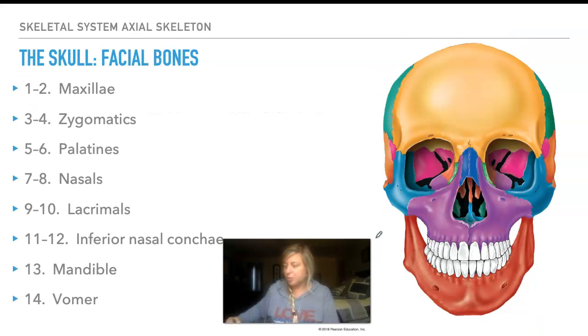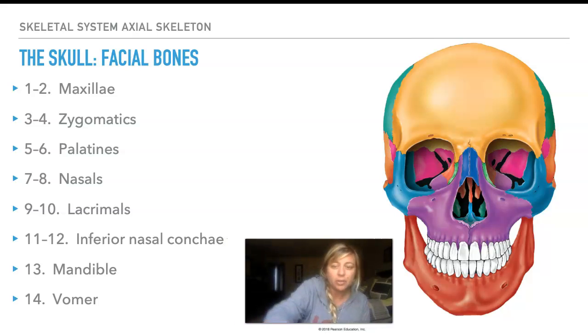Okay, so the next bones we're going to look at are the facial bones. There are 14 facial bones that also make up the skull along with the bones of the cranium. So we have the maxilla, the maxillary bones, the zygomatics, the palatines, the nasals, the lacrimals, the inferior nasal conchae, which are separate bones, the mandible, and the vomer.